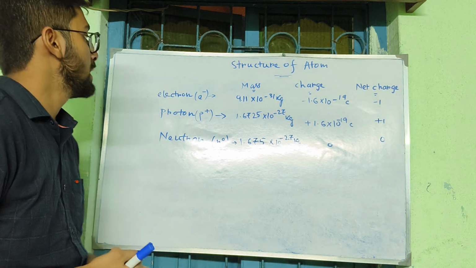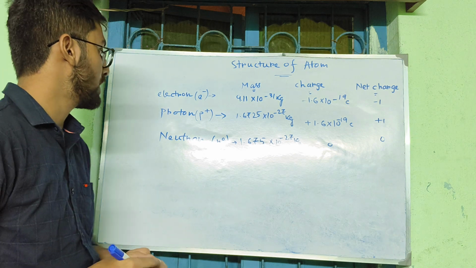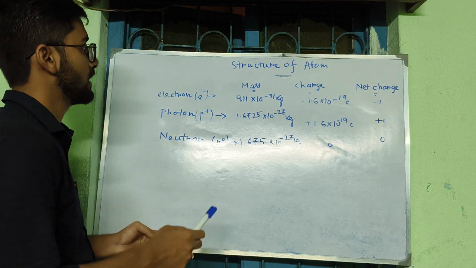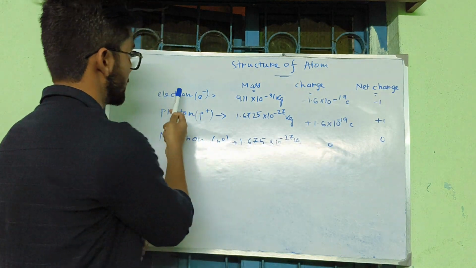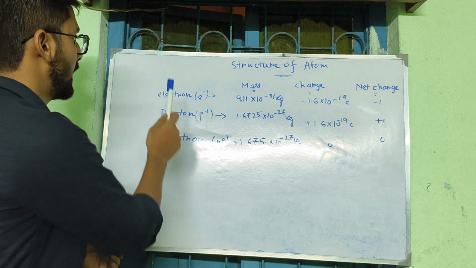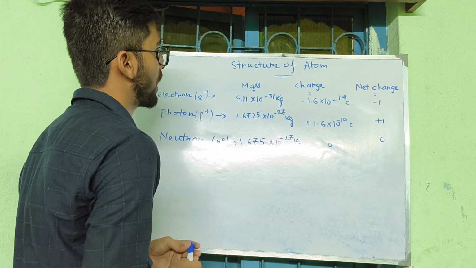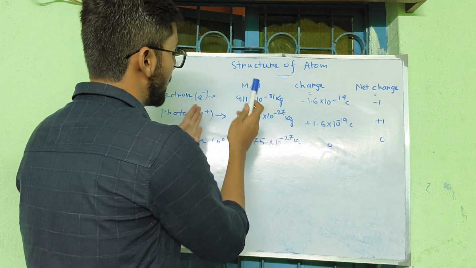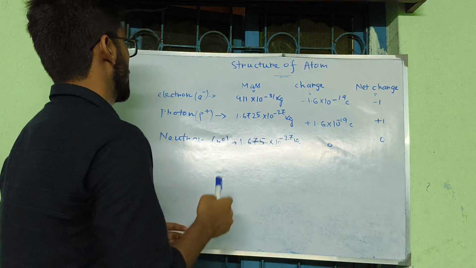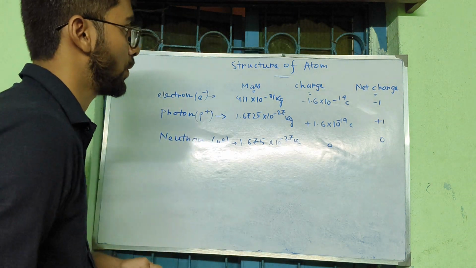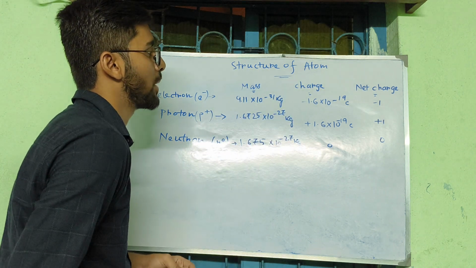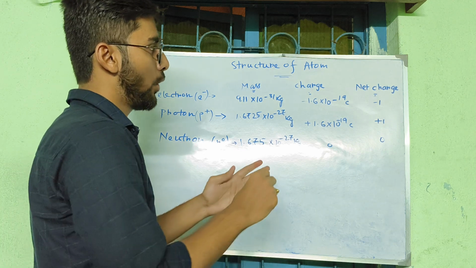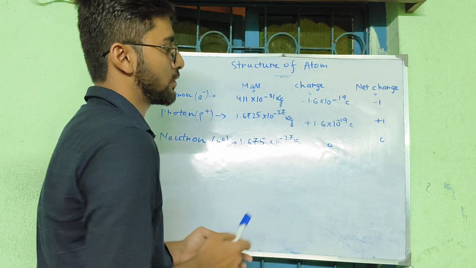Electron is discovered by J.J. Thomson, proton is discovered by Rutherford, neutron is discovered by Chadwick. Now I will discuss the mass, charge and net charge of these subatomic particles. Electron has a mass of 9.11 into 10 to the power minus 31 kg. As it is a very small value, that's why the mass of electron is taken as 0. And the charge of electron is minus 1.6 into 10 to the power minus 19 coulomb. And its overall or net charge is taken as minus 1.